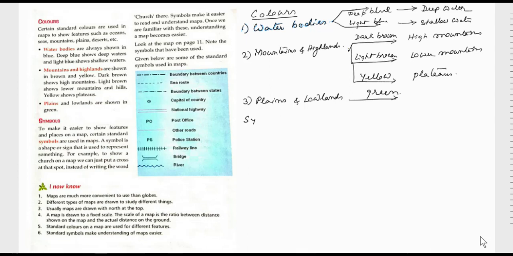Now, there are different types of symbols. Why are these used? If symbols are used, it makes it easier to show features and places on a map. Why is it so? Because a symbol is a shape or sign used to represent something. The symbol of a church, if we write with a cross sign, so no need of writing the word church. The symbol makes it easier to show features and places on a map.